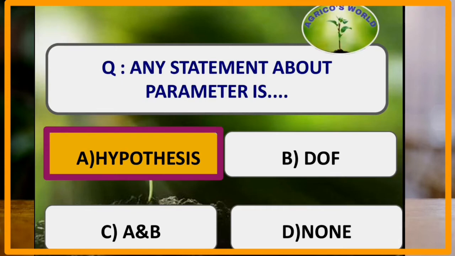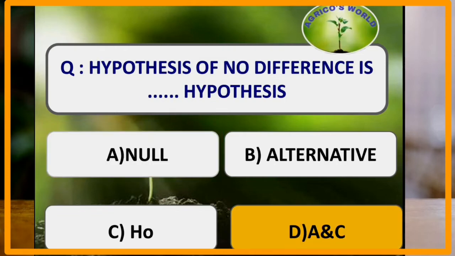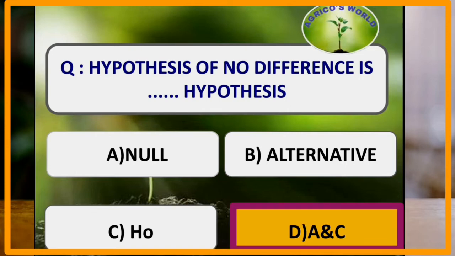Any statement about the parameter is known as hypothesis, and there can be a null hypothesis and an alternative hypothesis. Hypothesis of no difference is known as? The hypothesis of no difference is known as null hypothesis, and it is represented by H0. And this statement about the parameters is rejected after testing.